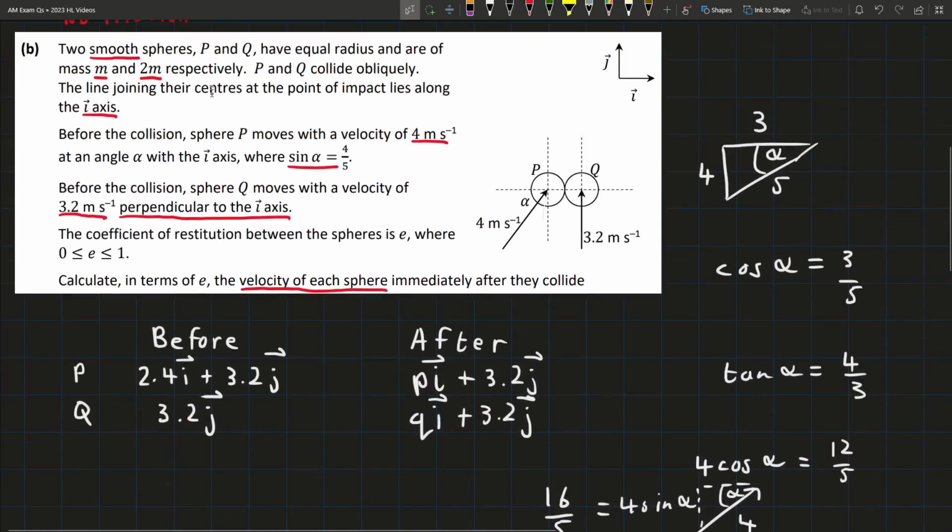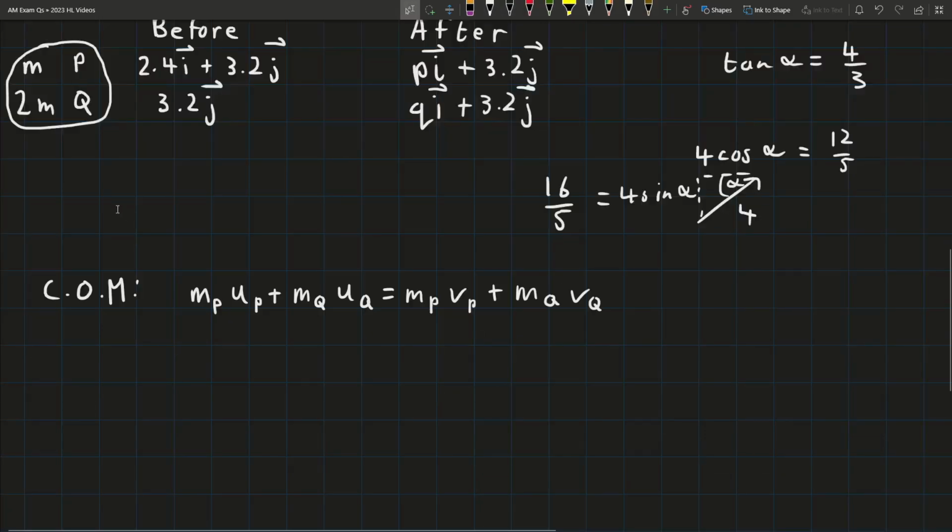So we can just fill in. Remember, the mass of P is m, and the mass of Q is 2m. Just write those here to remember. And when we're applying the conservation of momentum, it's important to say we're doing this in only the x direction, or the I direction rather.